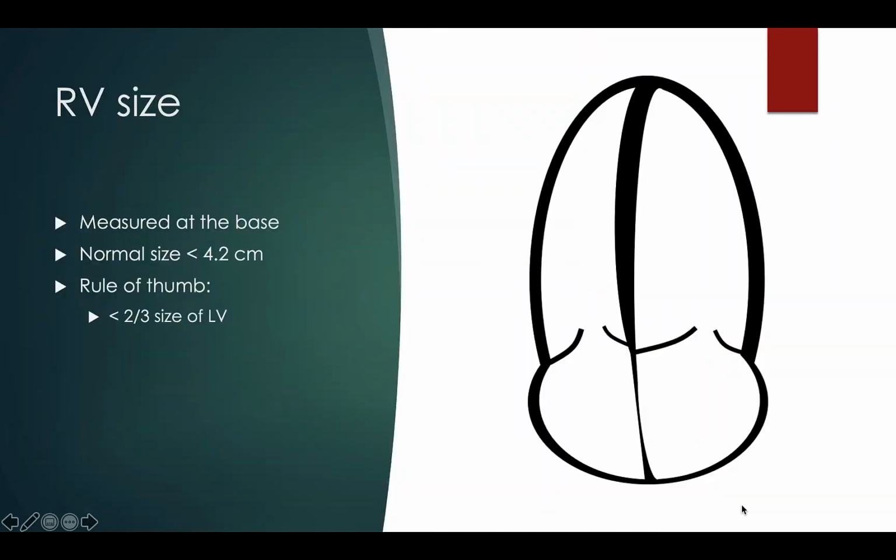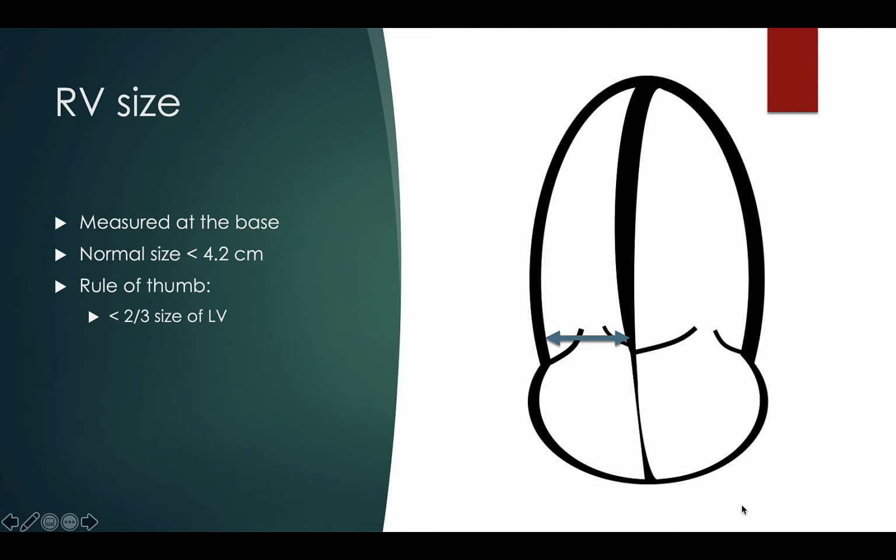One of the most discussed features of RV function is its size. The right ventricle is generally far more compliant than the left, and so can enlarge very quickly when confronted with changes in preload or afterload. A normal RV base will measure 4.2 centimeters or less. An easy rule of thumb is that the RV diameter should be 2/3 or less than that of the LV.